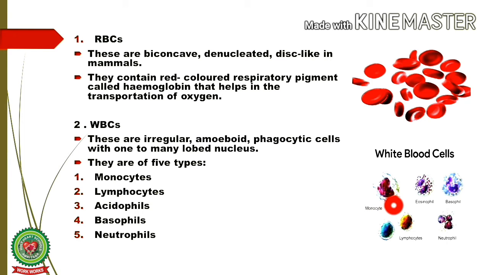If we talk about lymphocytes, they are of the size of RBCs. They are round in shape. They have very large nucleus that almost fills the whole of the cell. They form 20 to 23% of the total leukocytes and are produced in the spleen and tonsils. They are not phagocytic. They produce antibodies that provide immunity against specific diseases.